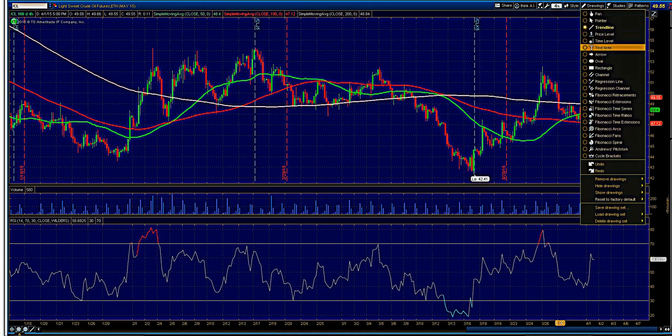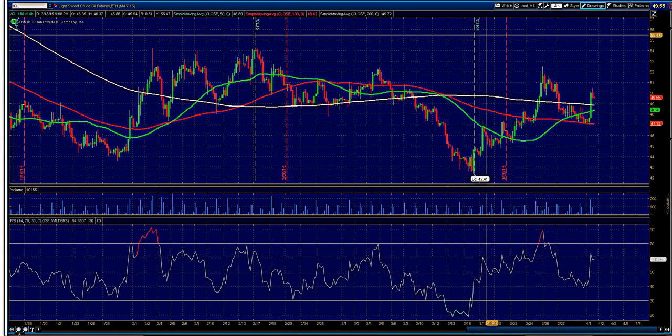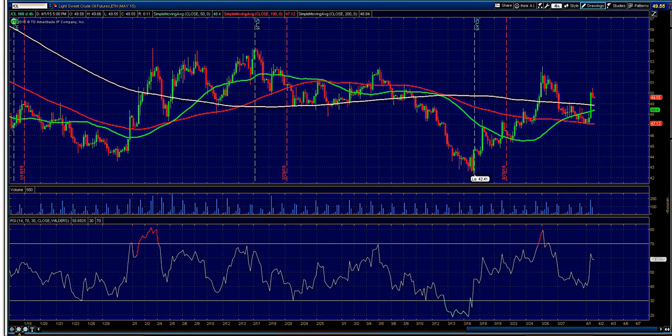Crude oil has made a nice spike to the topside, and it largely came off of the fact that there were some talks about Iran and the West inching towards a deal, so that provided some spark in crude oil.